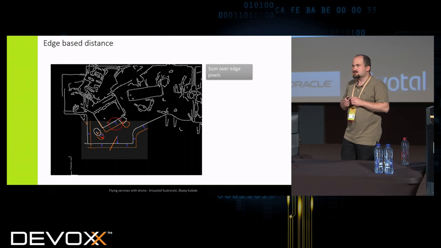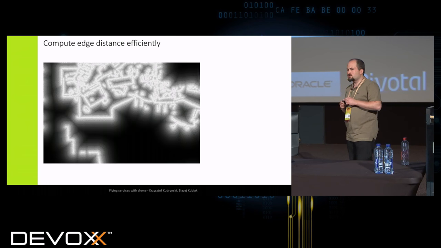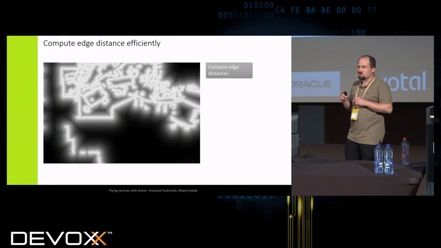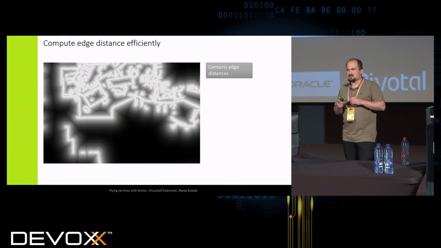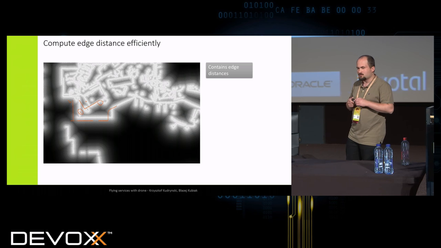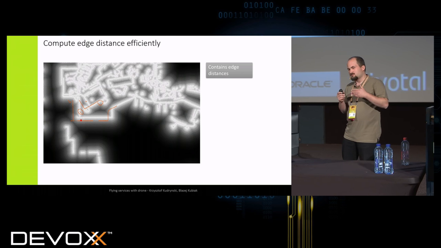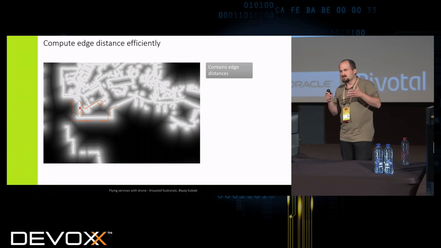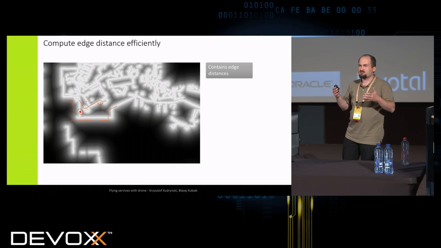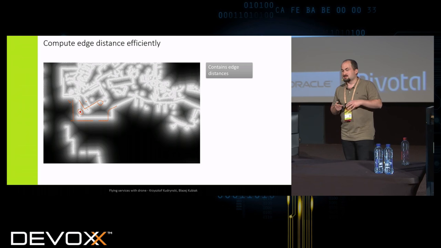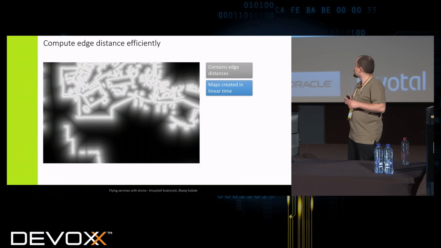And fortunately, the answer is also simple. We need to pre-calculate all possible distances for all pixels, creating an edge distance map. So in that map, at each pixel, we know the distance to the closest edge in the map. So when we put the frame over the map, we can just iterate over the edge pixels in the frame, just reading pre-calculated values that are lying behind in the map. So it's simple and it looks promising for our goal.